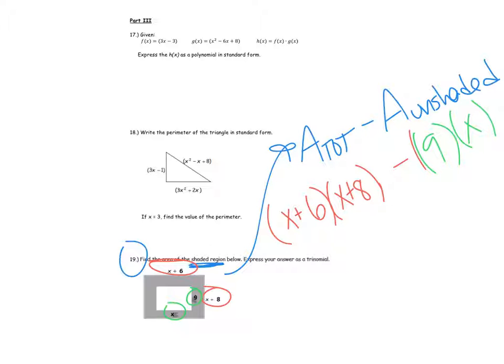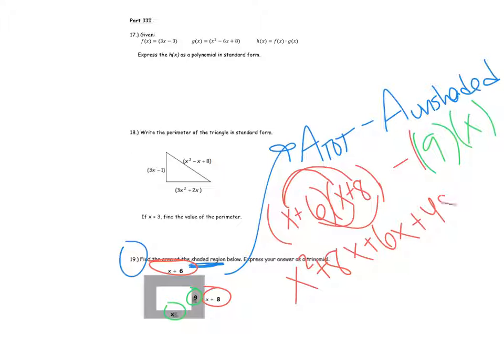So let's do our double distribution for the first one. I have x times x. I get x squared. x times 8 is plus 8x. And 6 times x is 6x. And then 6 times 8 is 48. Then I'm subtracting that by 9x.